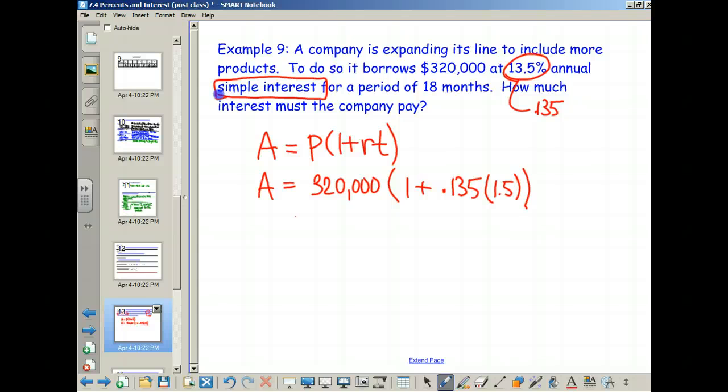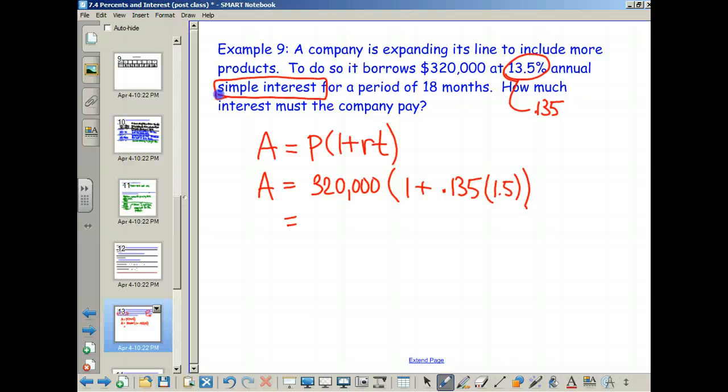Okay, so somebody's going to tell me what they get when they take 320,000 times 1 plus 0.135 times 1.5. Another thing you can do in your calculator is work from inside out. So you can multiply the parts that are right here. You can take 1.135 times 1.5, hit enter, hit plus 1, and hit enter, and hit times 320,000 and hit enter. It keeps you from making mistakes with your parentheses, which is sometimes really easy to do depending on how careful you are. Did you get a value, Jennifer?